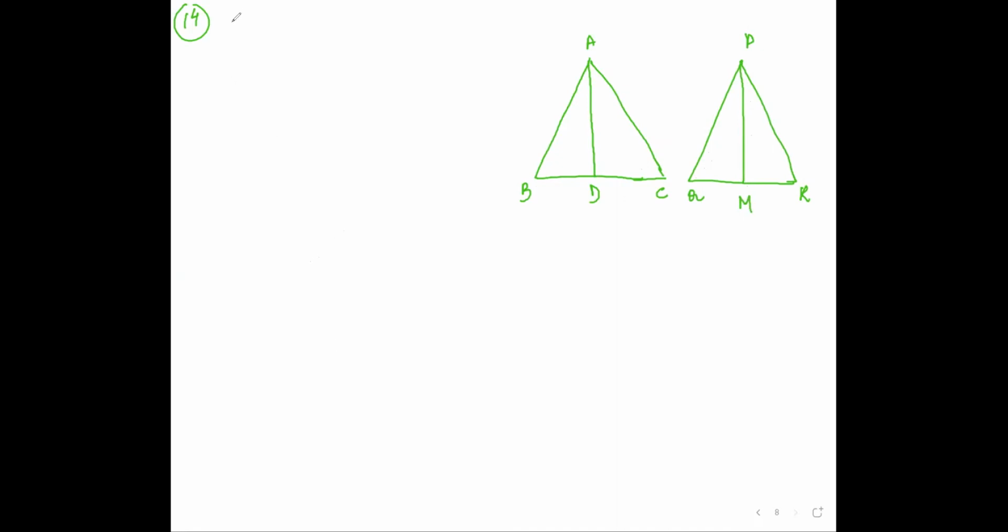Right. Now, whatever is given, side AB, AC, and median are respectively proportional. So we can write AB upon PQ is equal to AC upon PR is equal to AD upon PM. Yes, Rida, this is given in the question that they are proportional. Yes, ma'am. Okay. You have to show that triangle ABC is similar to triangle PQR.